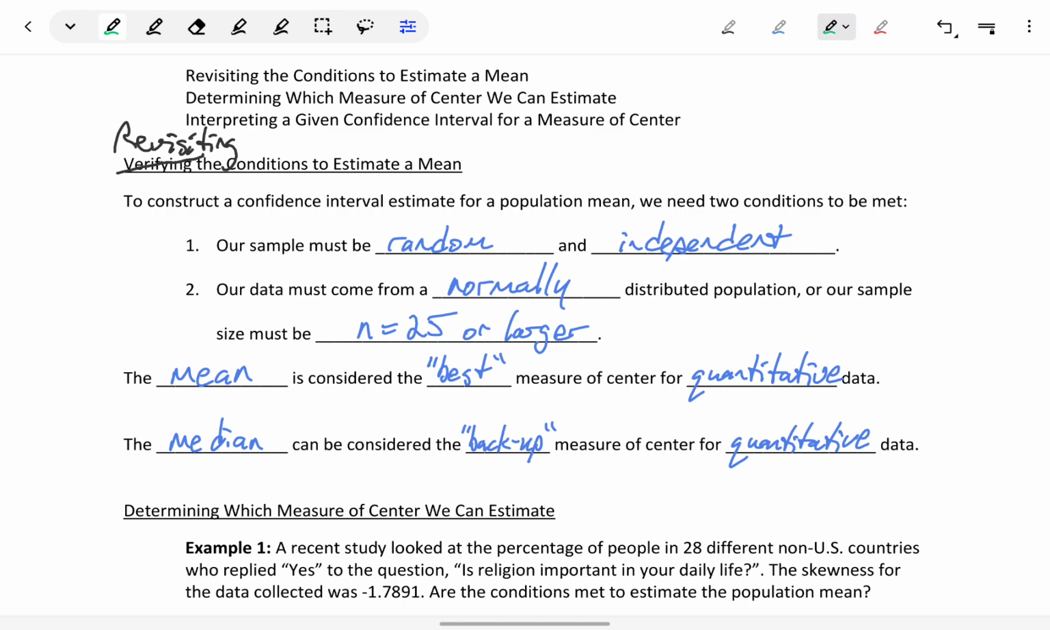And what that means is if the conditions are met, keeping in mind the first thing that we want to check is sample size. That's the easiest thing to check and verify. If our sample size is large enough, the conditions are met, we'll estimate the population mean, which we represent with that Greek letter mu. Looks like a U with a long tail on the left side.